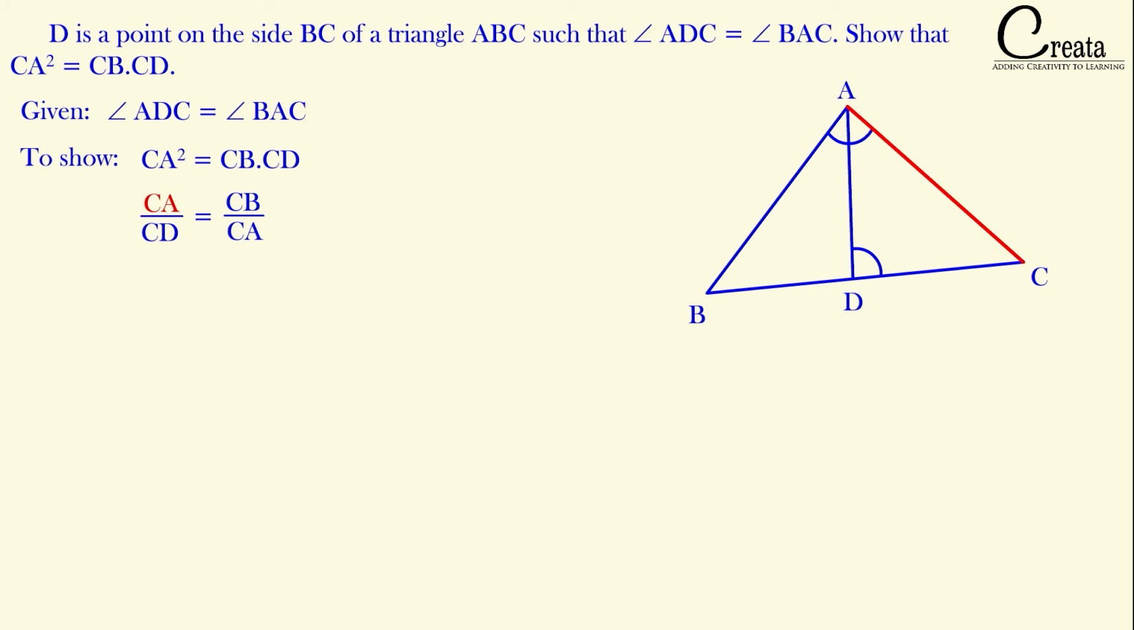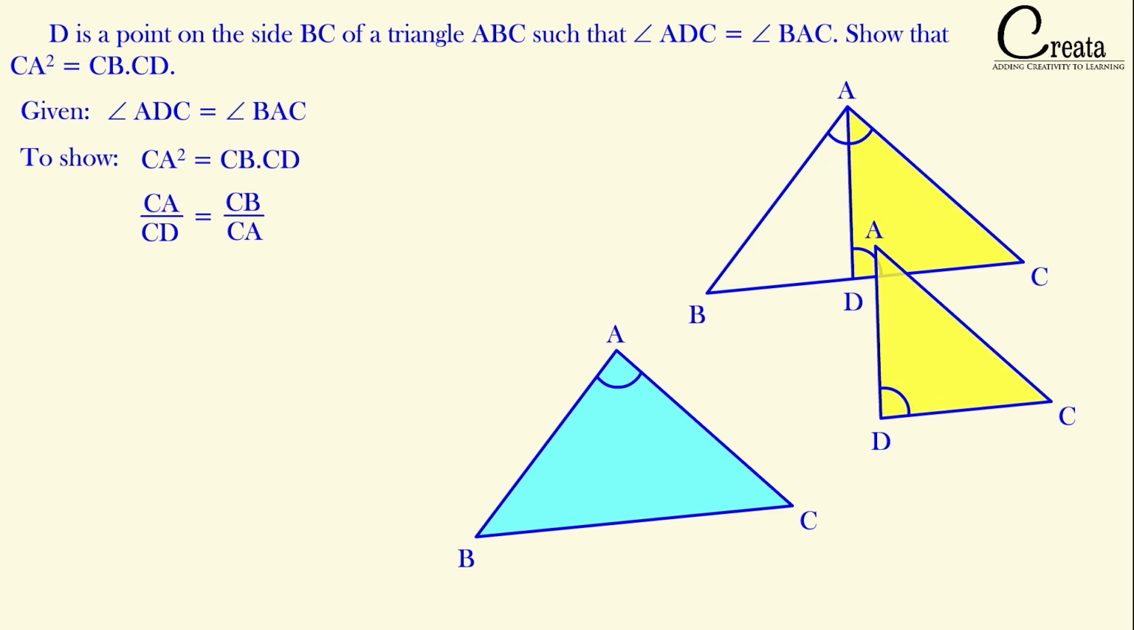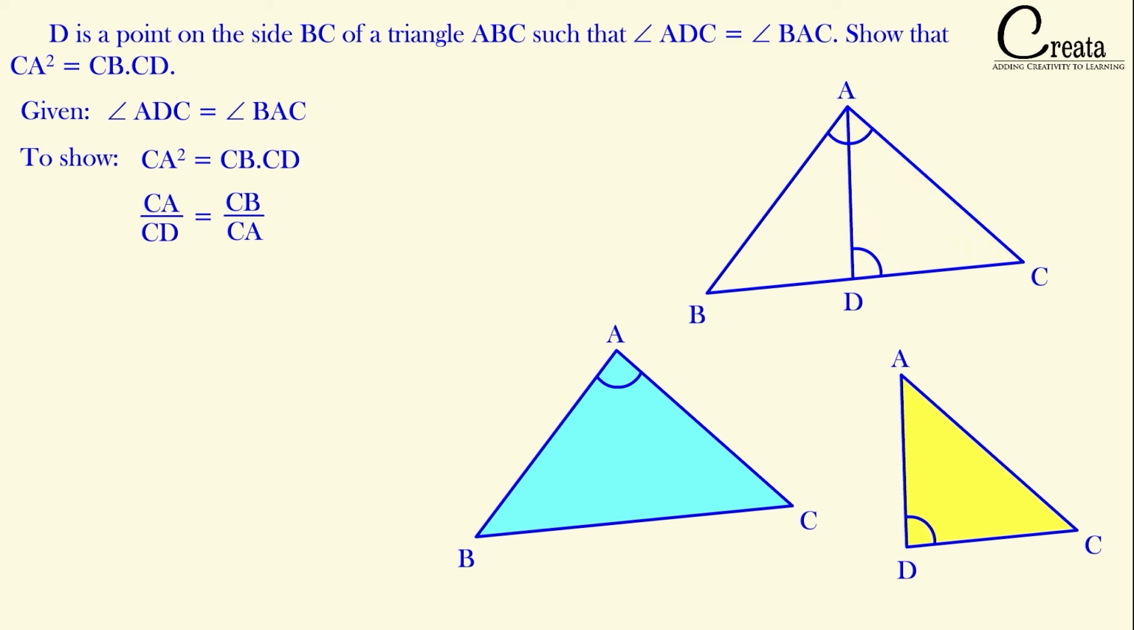CA is this line segment, so it can be part of the big triangle ABC, or it can be part of the triangle ADC. Further, CD is given. Yes, this is CD, so this is part of the triangle ADC. And further, CB is given, which is part of the big triangle ABC. And CA again can be part of the big triangle and the small triangle. So on observing the ratio which we have to prove as equal, we again get two triangles, the big triangle ABC and the small triangle ADC. So let's try to prove these two triangles as similar to each other.